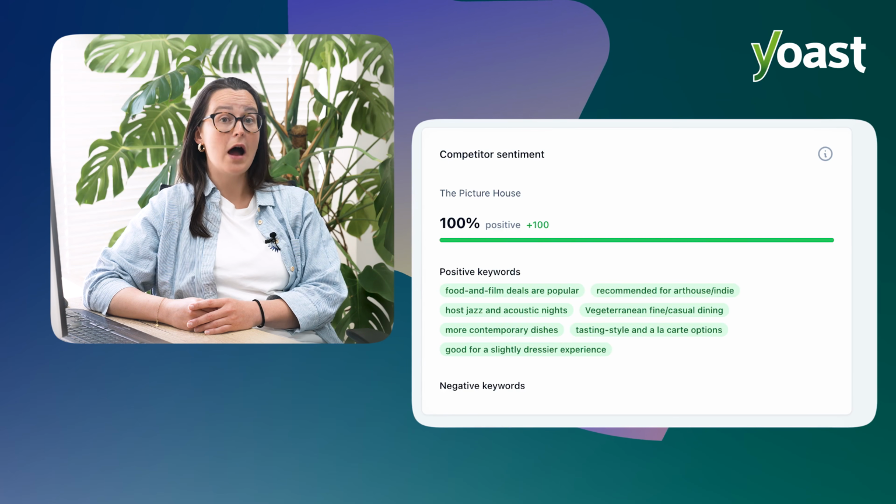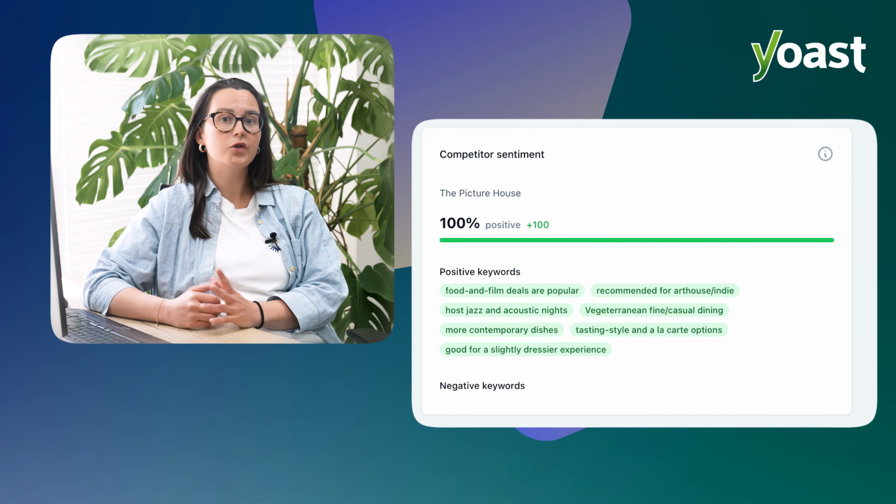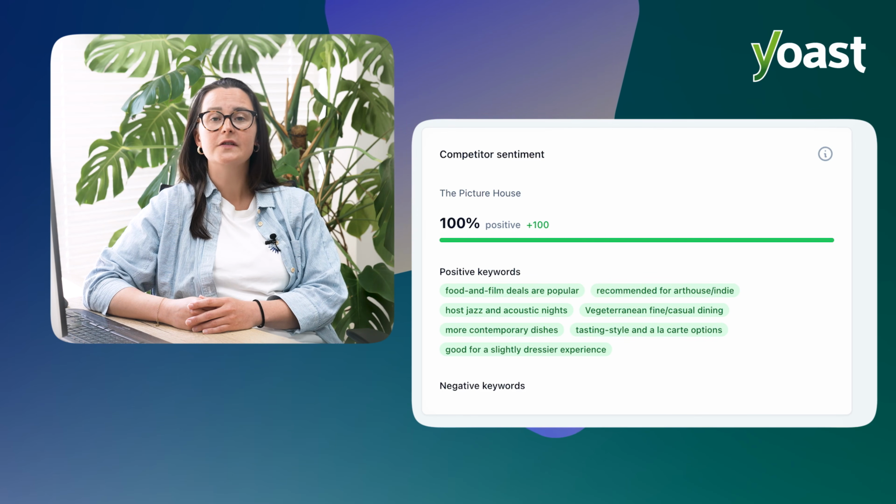Sentiment shows you how positive or negative your brand is perceived. It also gives real examples of positive and negative keywords found online, allowing for great insights into your strengths and possible improvements. All of this gives you a clear picture of how AI represents your brand.